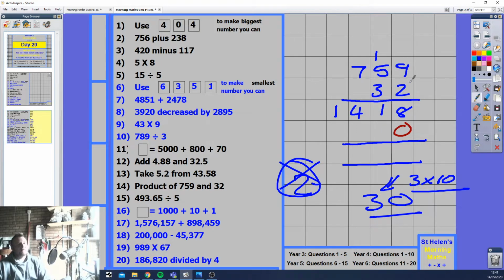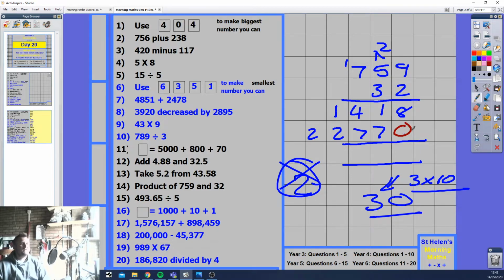Now all I need to do is multiply by 3. 9, 18, 27. 5, 10, 15 plus 2 is 17. And then 7 times 3, 7, 14, 21 plus 1 is 22. You see, the answer to 759 times 3 is 2277. The answer to 759 times 30 is 22770.